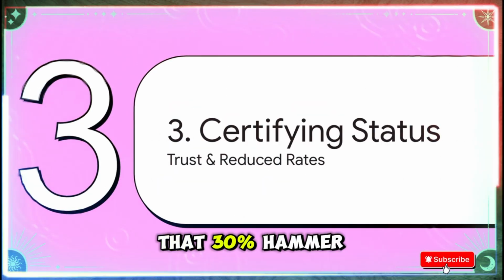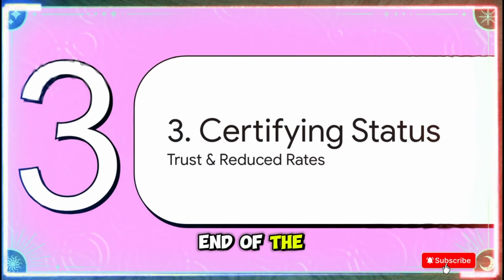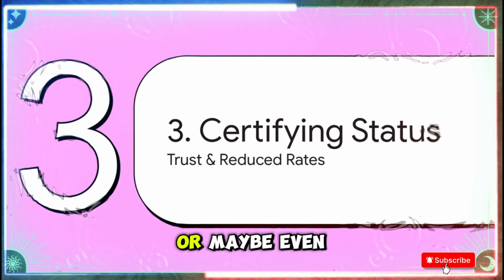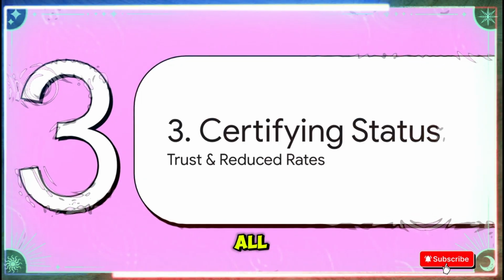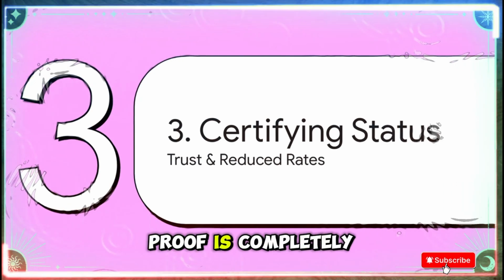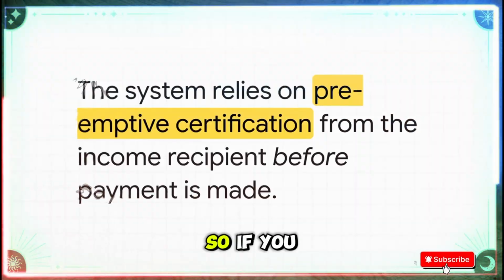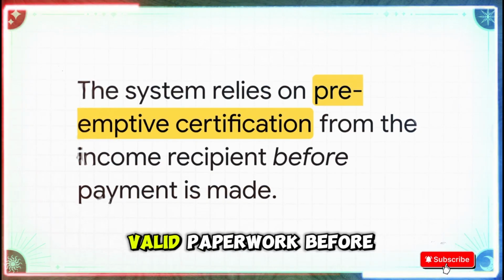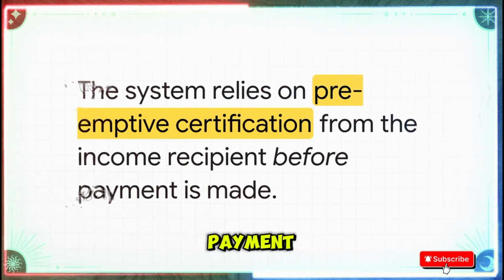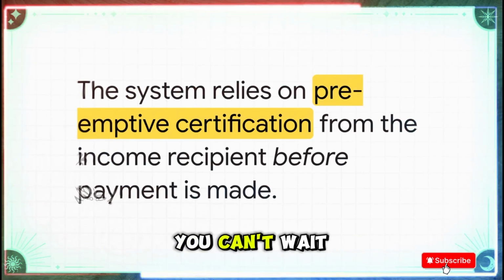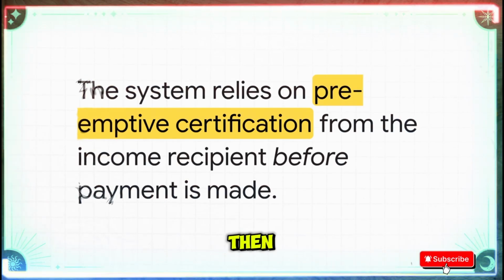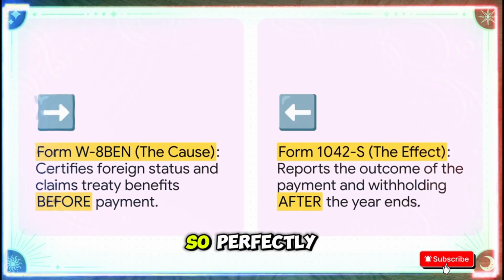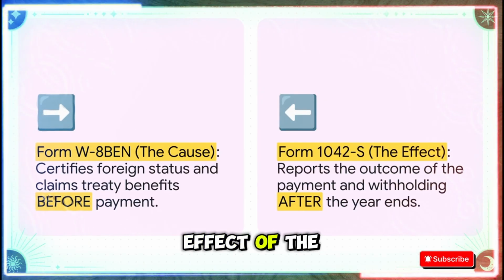But, okay, that 30% hammer isn't always the end of the story. The system does provide a way for foreign people to get a lower tax rate or maybe even pay nothing at all. But here's the catch: the burden of proof is completely on them. So if you want to avoid that big 30% hit, you have to give the withholding agent valid paperwork before they make the payment. It has to be a proactive step. You can't wait until after the fact, because by then, it's just too late. That 30% is gone. This slide lays it all out so perfectly: the cause and effect of the whole system.